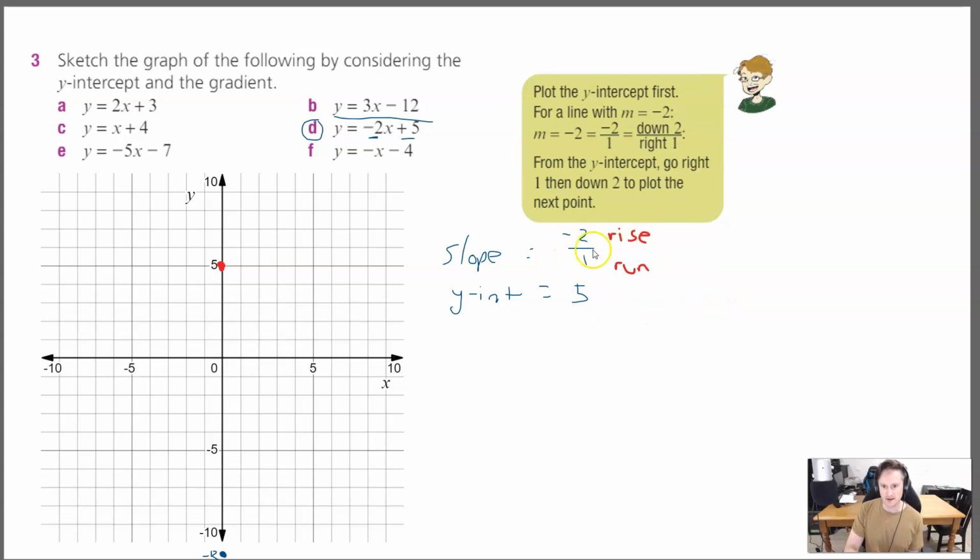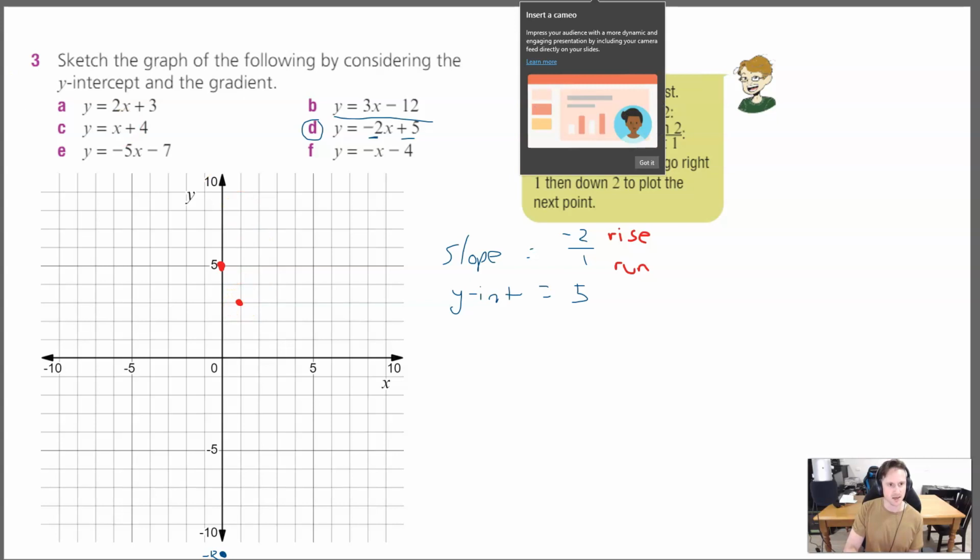So rise is -2 and run is 1. From this dot here, rise means you go up. However, if rise is negative, that means you go down. Think of it like an elevator. If it's positive, you're going up. If it's negative, you're going down. So the rise of -2 means we're going down 2, and the run of 1 means you're going across 1, like that. Now the run is always going to be to the right, always. The rise might be negative, which means you go down instead of up, but the run is always going to be this way. So that's my two points.